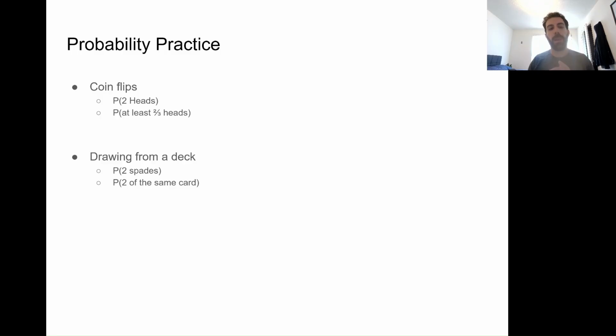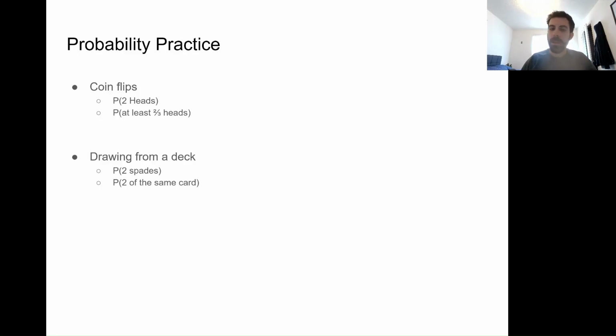So the probability of getting at least 2 out of 3 as heads, I just add them all up. So heads, heads, heads is 1/8. Tails, heads, heads is 1/8. Heads, tails, heads is 1/8. And then heads, heads, tails is 1/8. So each of those 4 outcomes have a probability of 1/8. Altogether, the probability of getting at least 2 out of 3 heads is 1/2.